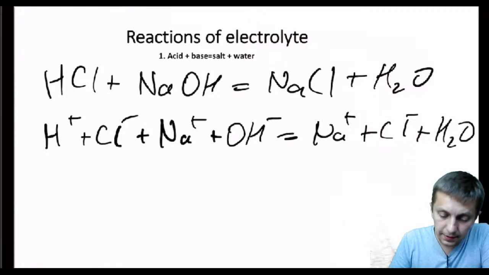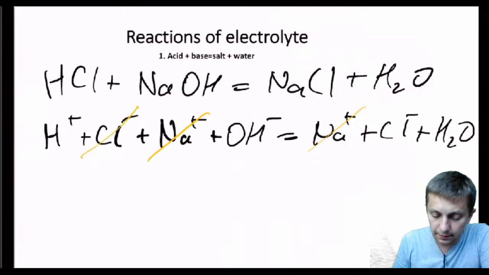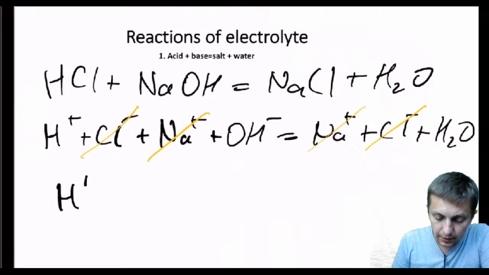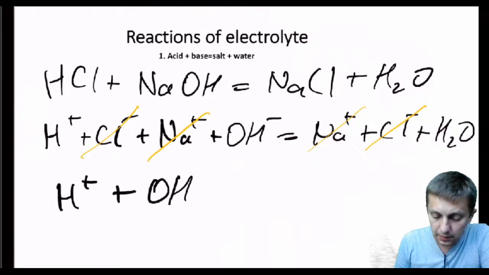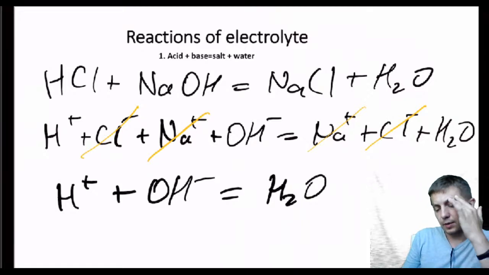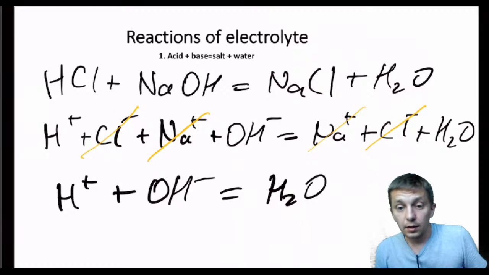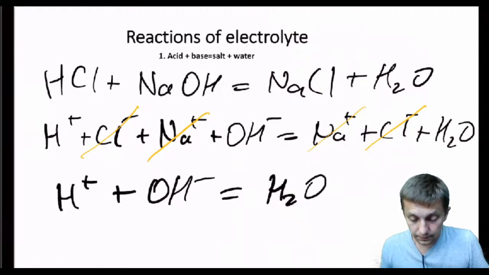And if we simplify, on the left and right side we have Na plus, and on the left and right side we have Cl minus, and we get the net ionic equation: H plus plus OH minus forming H2O. That's how we write the ionic and net ionic equation for a reaction of acid with base.